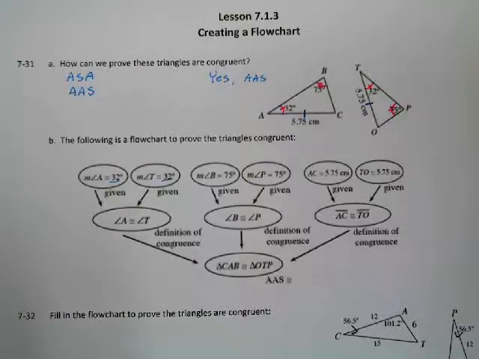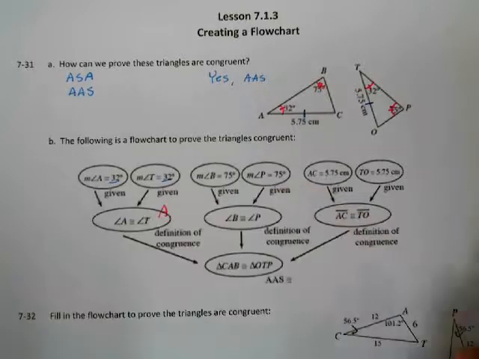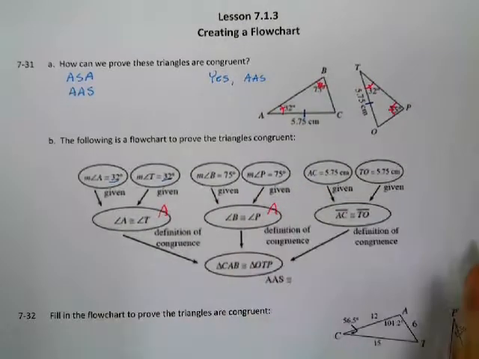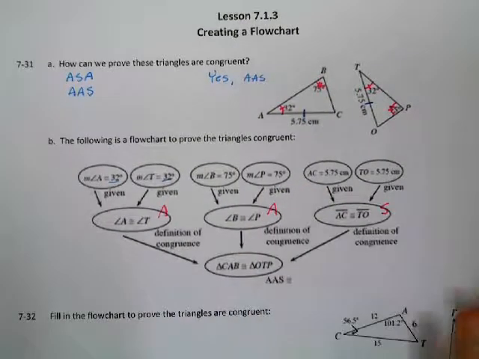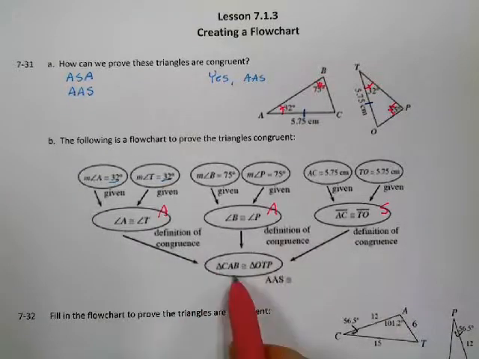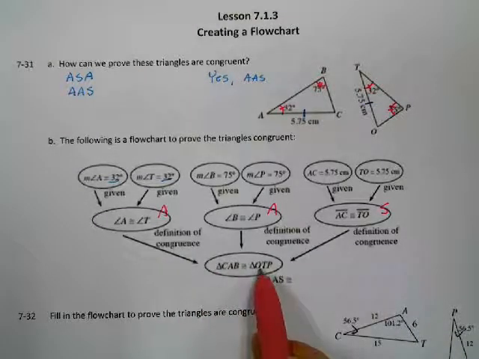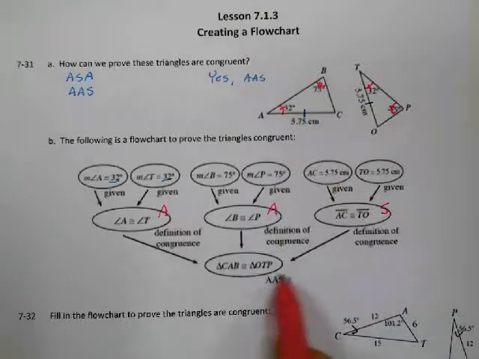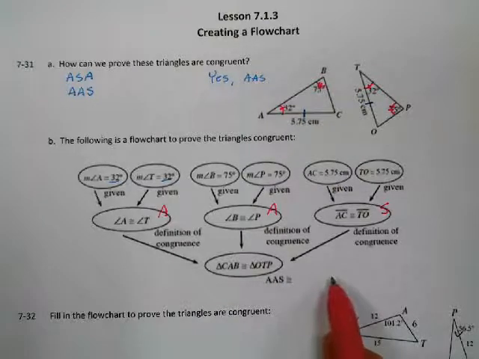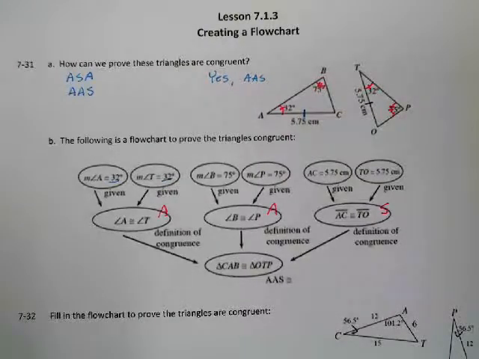Well, we have an angle. We have an angle. And we have a side. So what we have is the two triangles are congruent, and the reason is angle side congruence. This is a flowchart. Now in geometry, you have to state everything, even things that seem obvious.